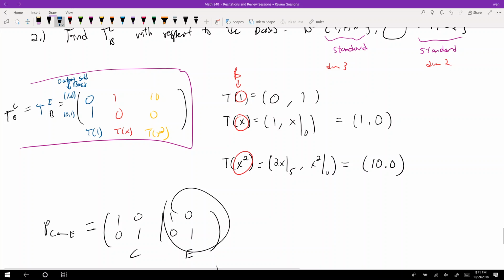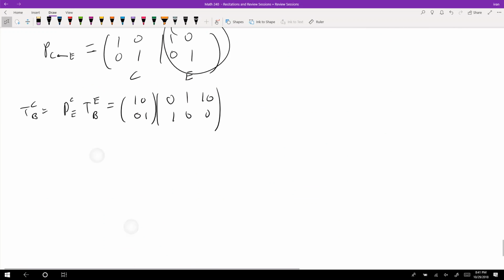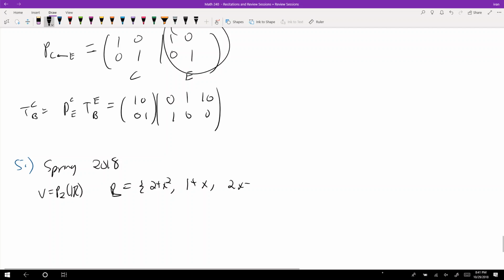All right. These few are pretty plug and chug. This is from spring 2018. You've got V equal to P2R. B is equal to 2 plus x squared, 1 plus x, 2x plus x squared. C is equal to 1 plus x squared, x plus x squared, 1 plus x. The question is literally just to find P, B, C.